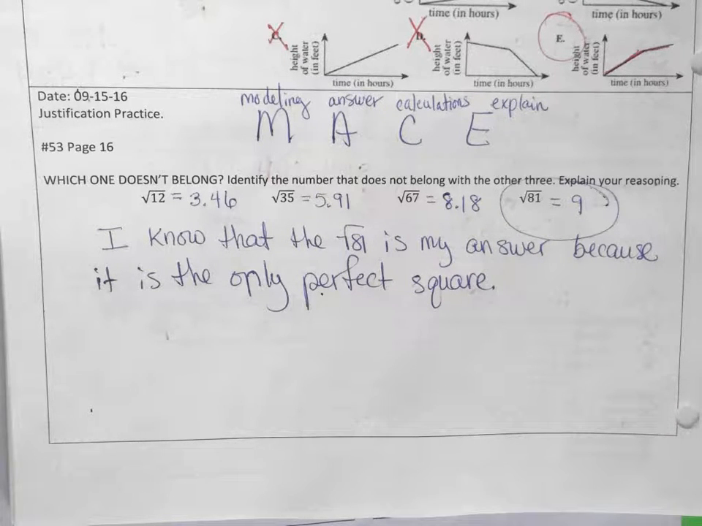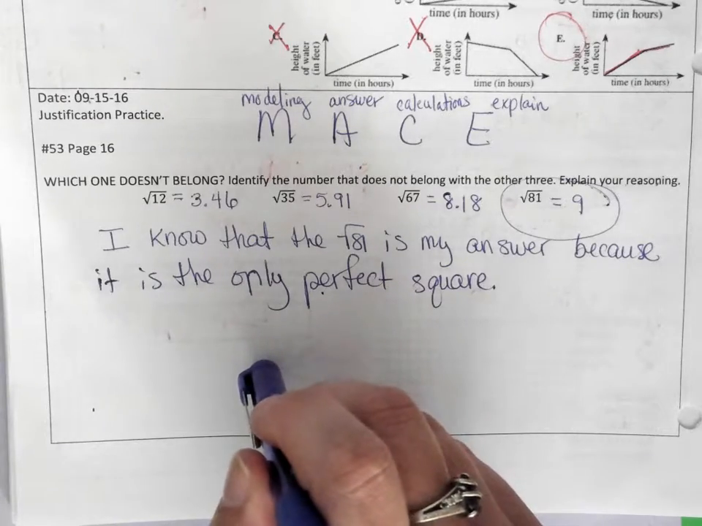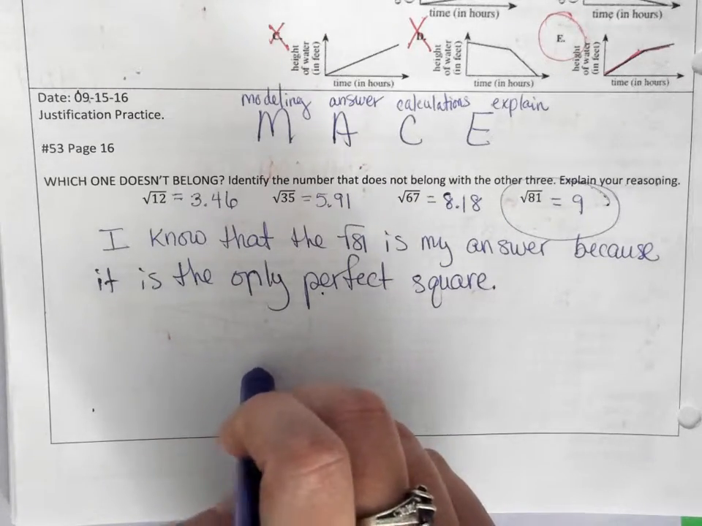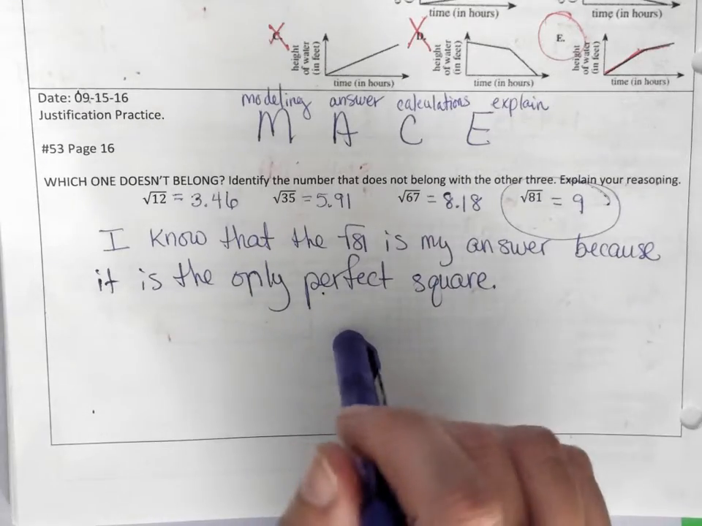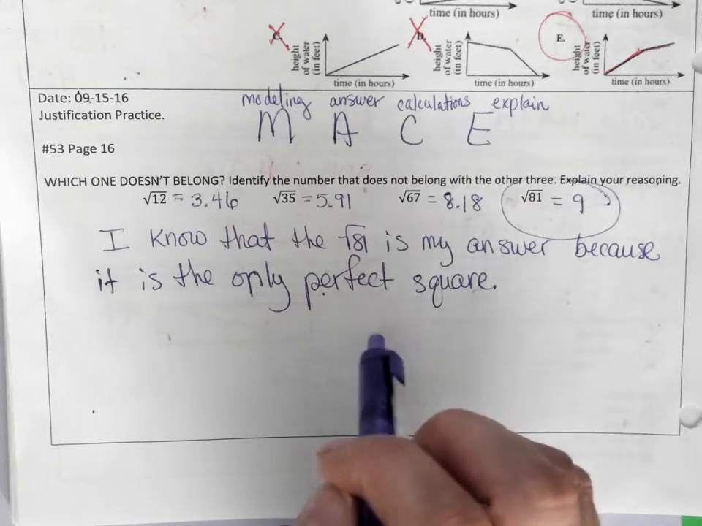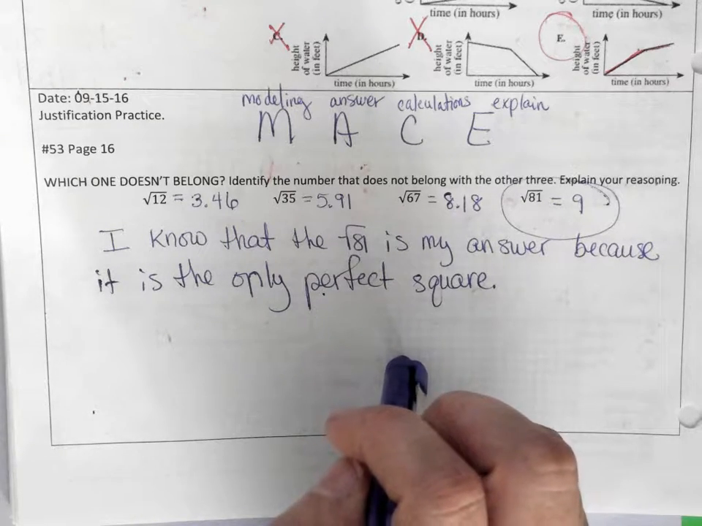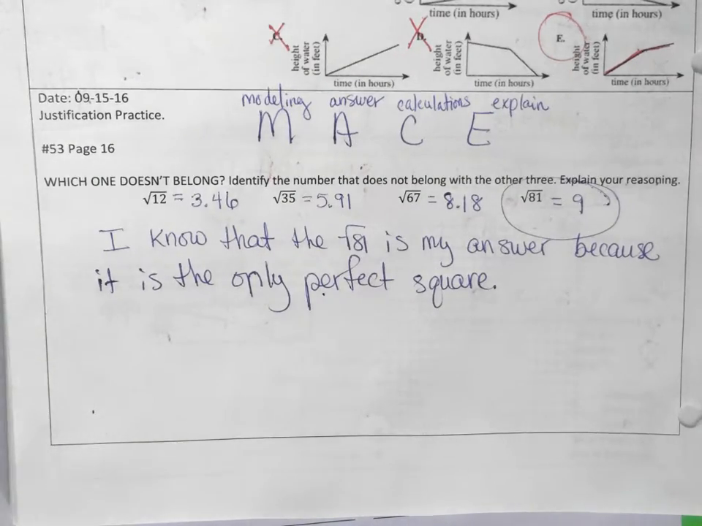Alright, so I know that the square root of 81 is my answer because it's the only perfect square. Are y'all good? We're going to do one like this at least once a week, and then we're going to start getting to where we do them twice a week with y'all, okay? So we're going to work on not only ACT questions, but our writing questions for our ACT Aspire for my 10th graders and for AP exams for 11th and 12th graders, okay? Everybody okay with that? Alright, so here we go.